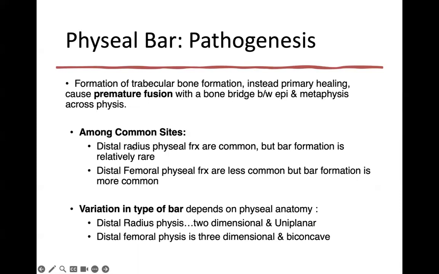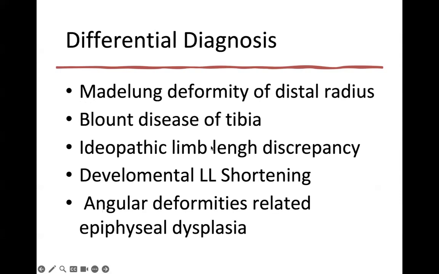Among common sites, distal radial fractures are more common, but bar formation is relatively rare, whereas distal femoral physeal fractures are less common as compared to the radius, but bar formation is more common. There is also variation in the type of bar that depends on the physeal anatomy. In the distal radius physis, it is two-dimensional and unipolar, while in the distal femoral physis, it is three-dimensional and biconcave.